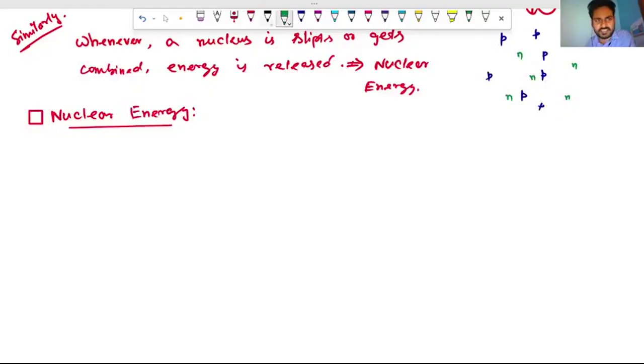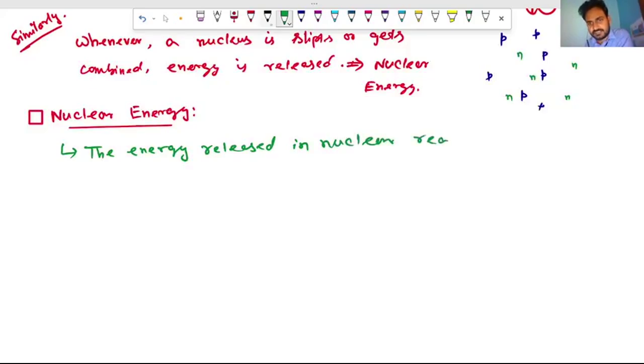Nuclear energy is basically the energy released in nuclear reactions like fission and fusion. Now definitely we'll discuss what is fission and what is fusion.